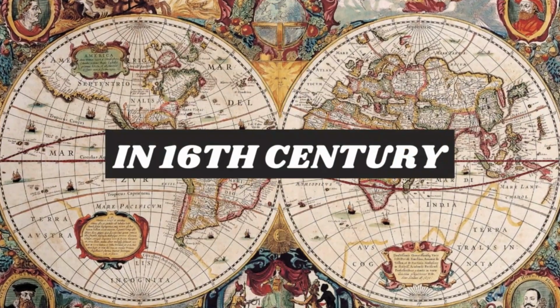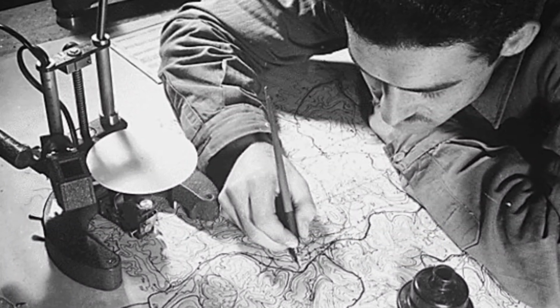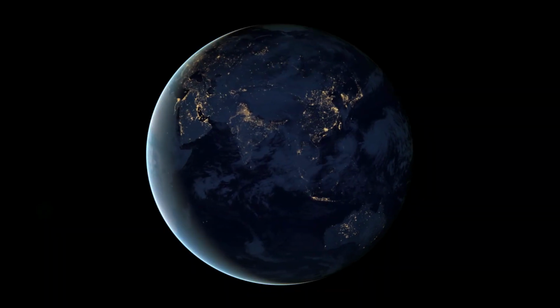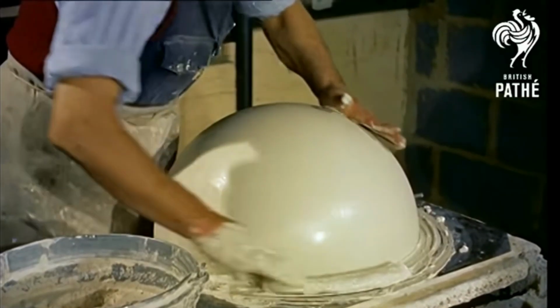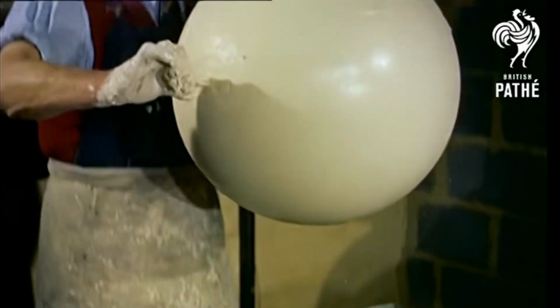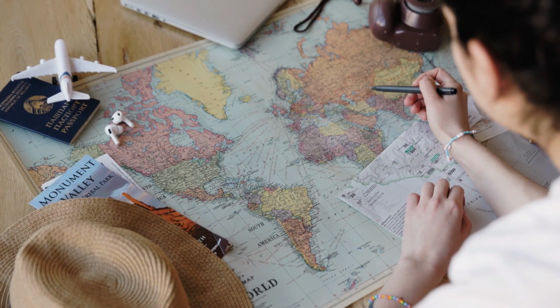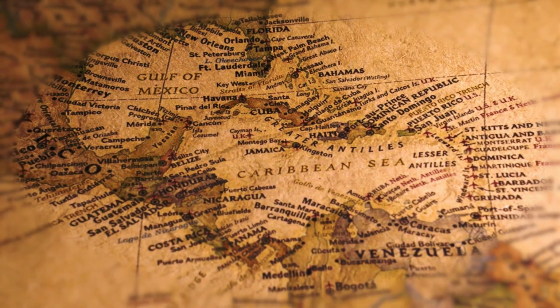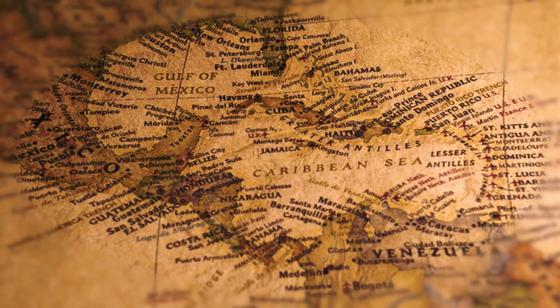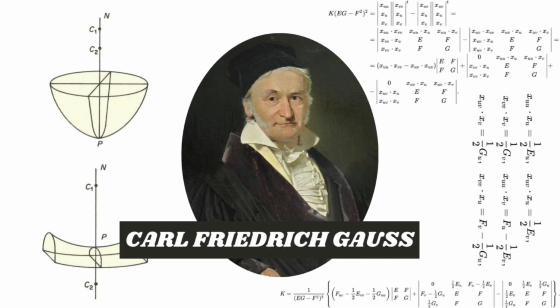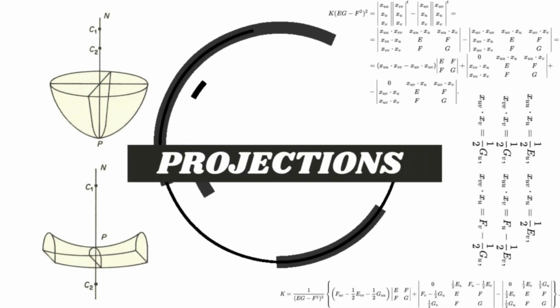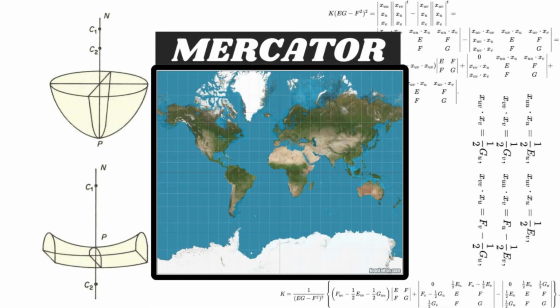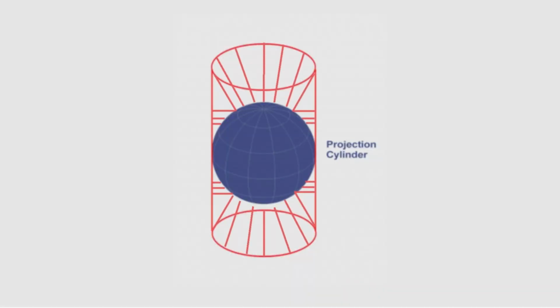It was only in the 16th century that cartographers began to realize that Earth was in fact a sphere. This led to the creation of globes, which accurately represent the Earth's surface. However, globes are not practical for everyday use, and so cartographers continued to work on creating flat maps that accurately represented the Earth's surface. But making a sphere flat required mathematical calculation, which was given by this guy and called projections. And the most used projection is the Mercator projection, which is based on the idea of projecting the Earth's surface onto a cylinder.